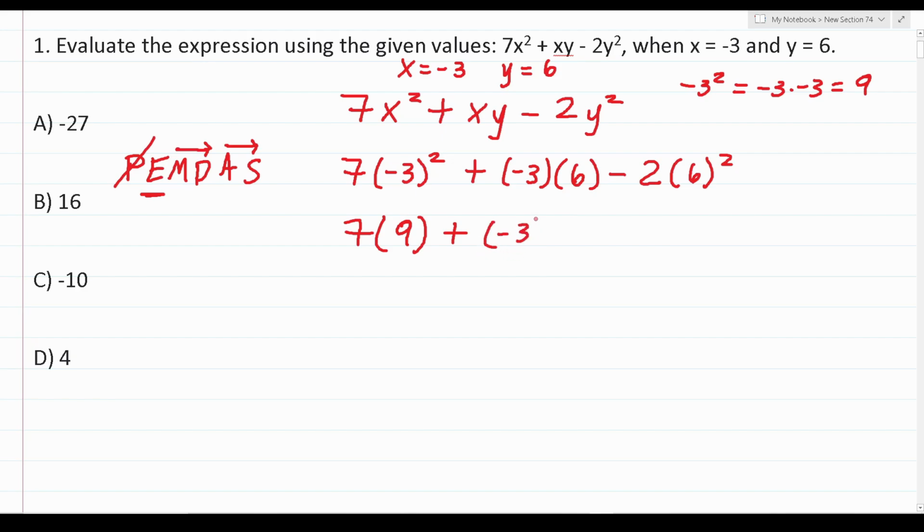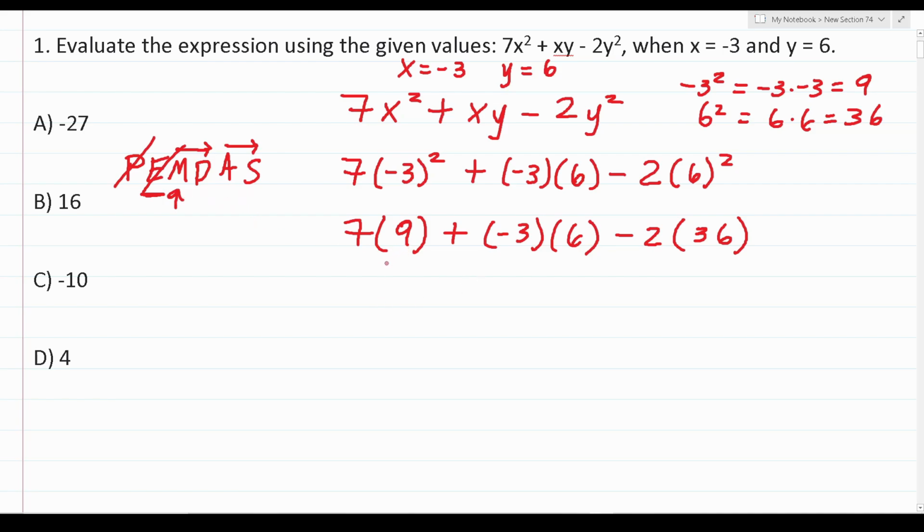We're not going to touch -3 times 6. Again, we're only focusing on the exponents at this point. And 6 squared, we should know. 6 squared is the same as 6 times 6, which is 36. All right, so we took care of our exponents. Now we're going to work out multiplication and division as they appear from left to right. If we look through our expression one more time, you can see we have multiplication here, and multiplication here. And then we have addition and subtraction. Again, we're going to take care of that multiplication before we deal with the addition and subtraction.